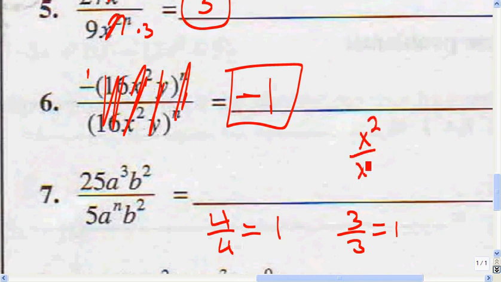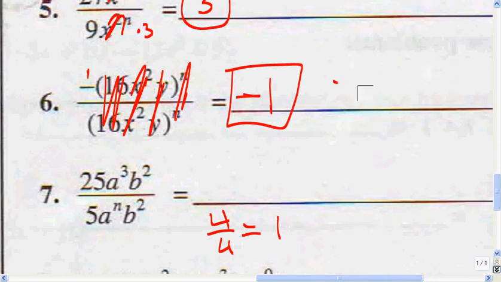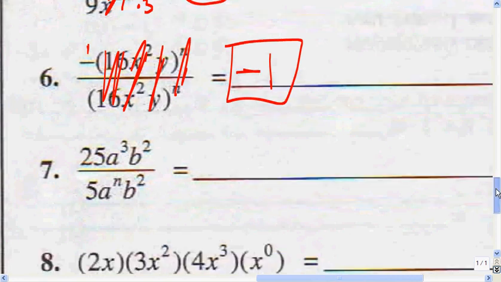Remember that anything divided by itself is 1, right? So 3 divided by 3 equals 1. 4 divided by 4 equals 1. x squared divided by x squared equals 1. 3xyz squared divided by 3xyz squared equals 1. Okay, anything divided by itself equals 1. That's a rule in division. Actually, an axiom or a rule in division.